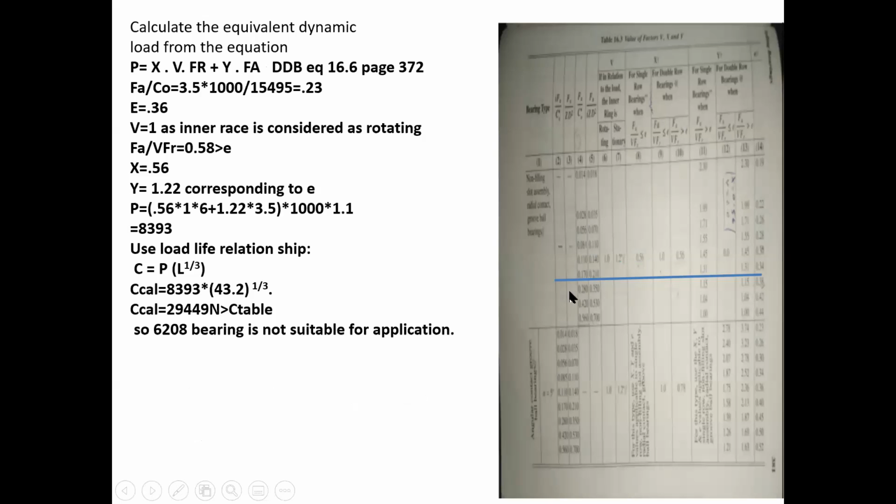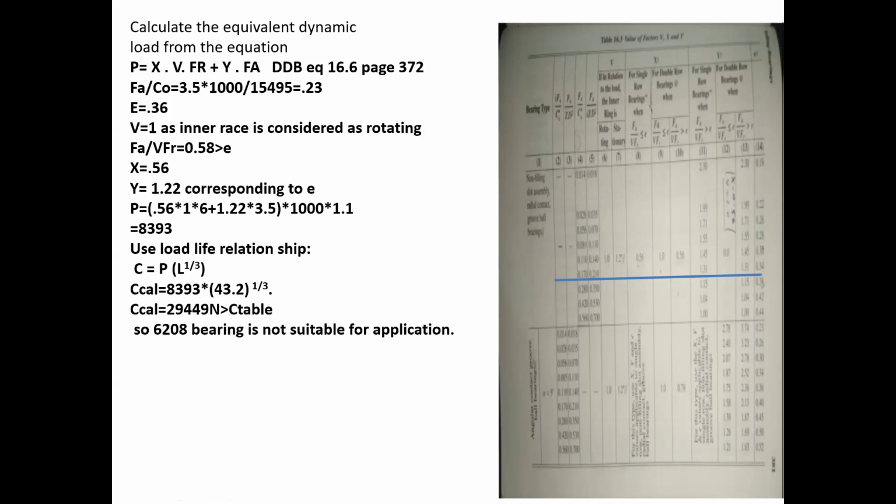Now, the value of Fa upon C0 equal to 0.23 is not given in column number 4. But we know that this value lies somewhere between 0.17 and 0.28. So what we will do, we will perform the interpolation. The values of e corresponding to Fa upon C0 of 0.17 and 0.28 are 0.34 and 0.38 respectively. So by interpolation, we can find out the value of e. And interpolation is nothing but a unitary method.